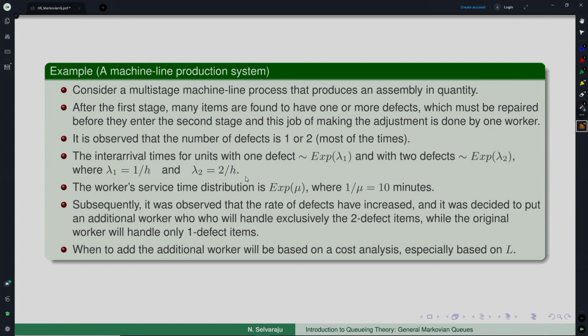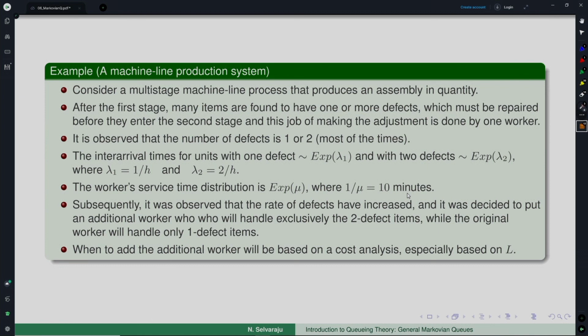And the service time, whether it is a single defect or 2 defects, the service time to repair each defect in this particular case is 10 minutes for the worker. Now, subsequently it was observed that the rate of defects has increased, and it was decided to put an additional worker who will handle exclusively the 2 defect items, while the original worker will handle exclusively the single defect items. The singlets and doublets is what would happen in the scenario.